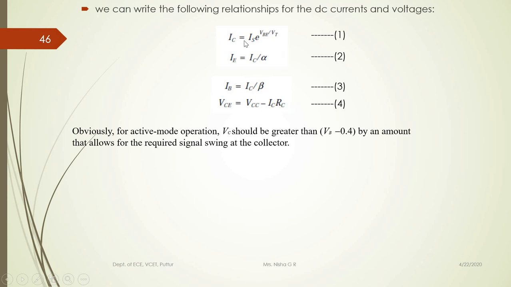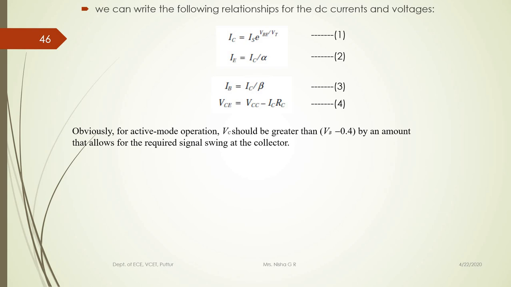So these are the few relations between the DC current and the voltages. All of these are represented using DC notations: capital letter IC, capital VBE, capital IE, capital IC, capital IB, capital VCE, capital VCC, capital ICRC. All are in capital letters. So it is a DC relationship between the DC currents and the DC voltages. We should know all these relations.